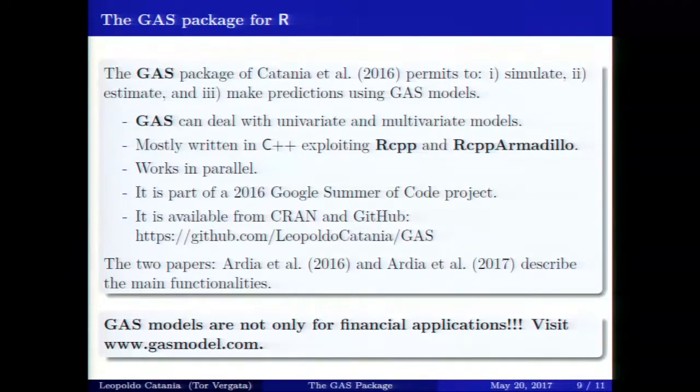So you can employ GAS models with univariate and multivariate time series. It is mostly written in C++. There is some Rcpp and RcppArmadillo stuff going on there. So it works in parallel. It is part of a Google Summer of Code, and it is available on CRAN and GitHub.